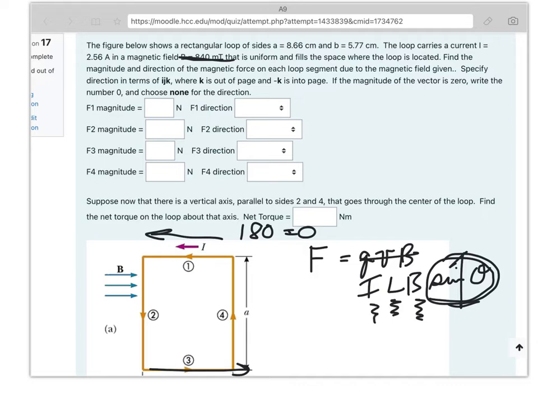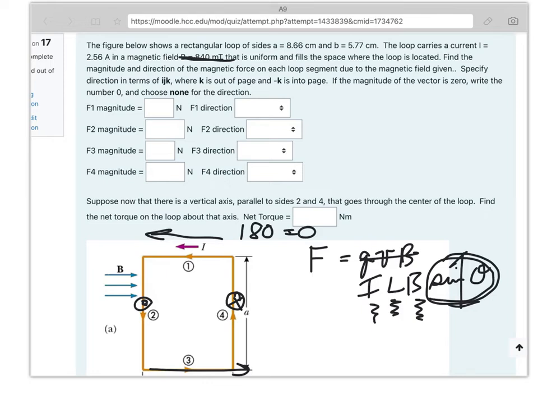And all you've got to do is use right-hand rule number 1 to predict the direction of the force. For segment 2, the current's going down. If I point my index finger down and point my bent fingers in the direction of the field, my thumb comes out of the page. So the force is coming out of the page along positive K, and for segment 4, it had better be the opposite. Your thumb points into the page.